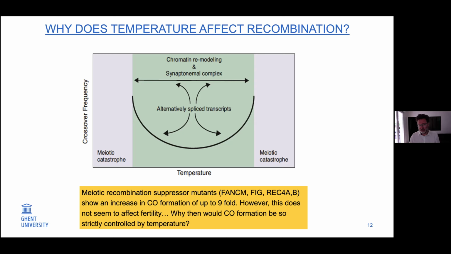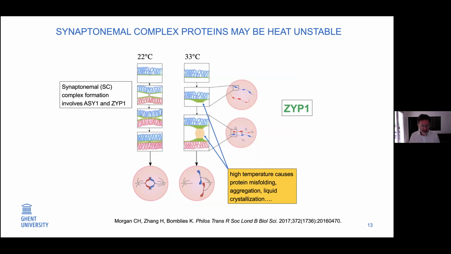In further studies, people are looking more specifically into which proteins may be sensitive to increased temperature. A theory that has been put forward by Bomblies is that at high temperature, there may be a problem of protein aggregation involved in the development of the synaptonemal complex. And this indeed shows in recent papers, where a protein that contributes to axis formation during the alignment of the homologous chromosomes is affected by heat.